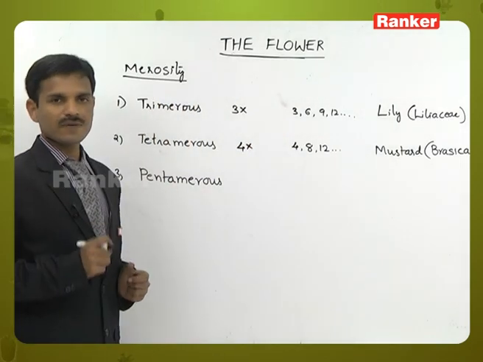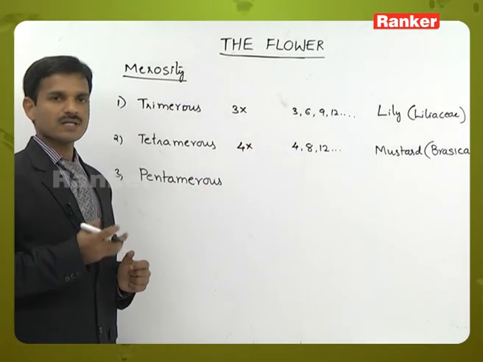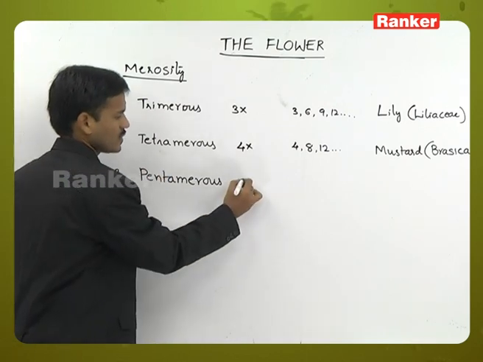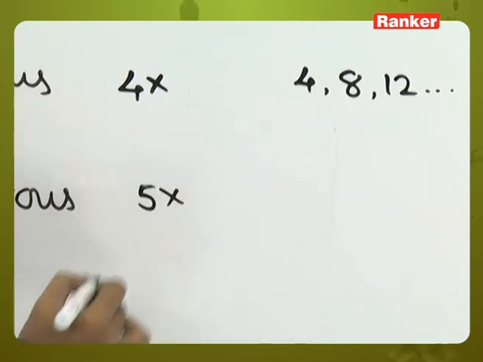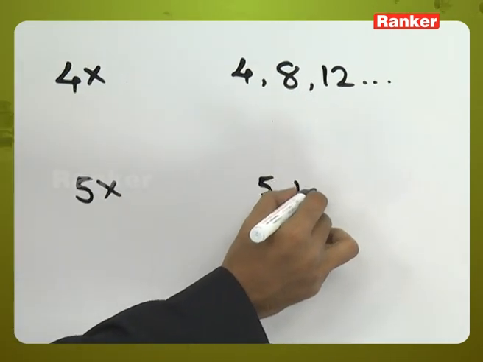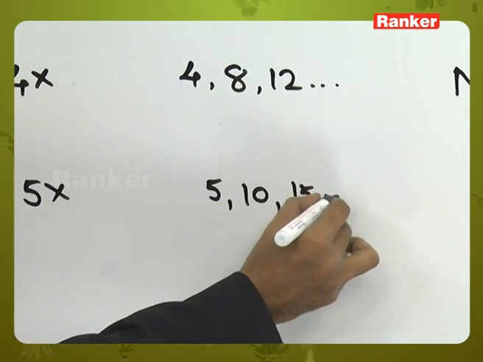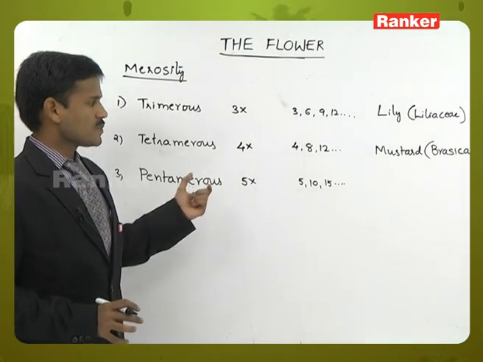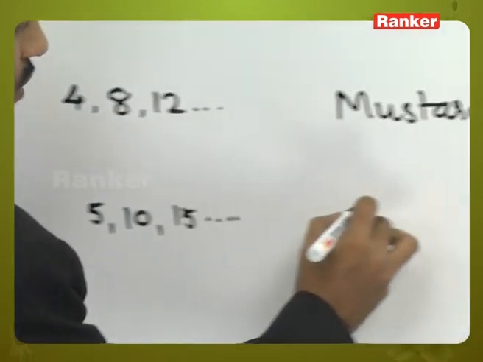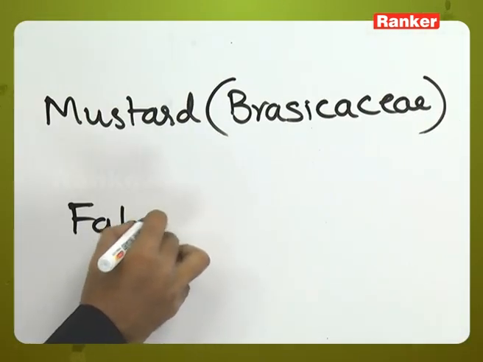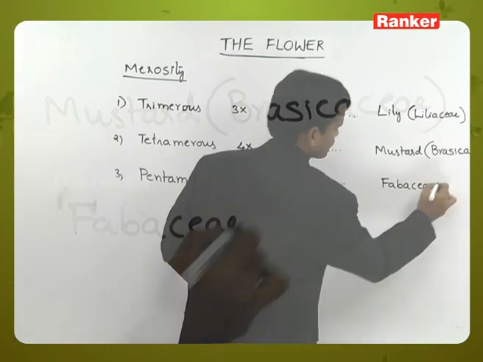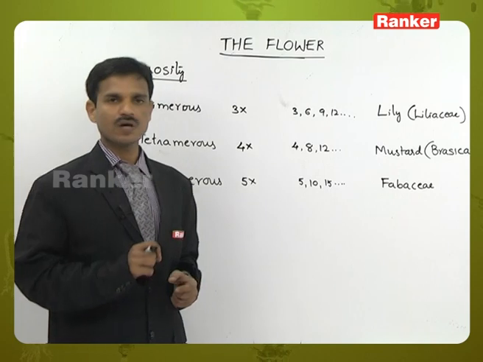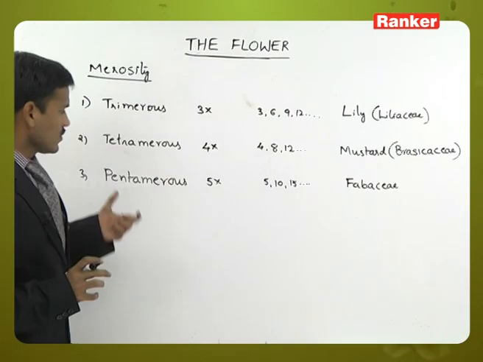And pentamerous flowers. Pentamerous flowers show multiples of 5 floral leaves in each whorl, so 5, 10, 15. Pentamerous flowers are observed in the Fabaceae family. Okay, Fabaceae family are legumes. So in all legumes, flowers are generally pentamerous.